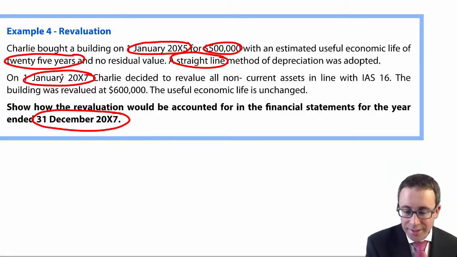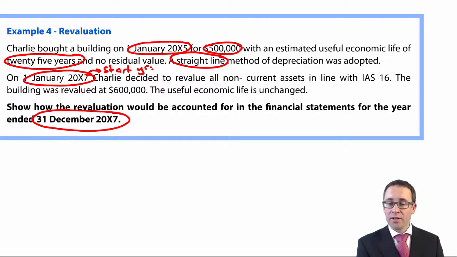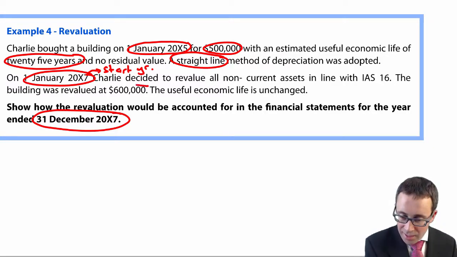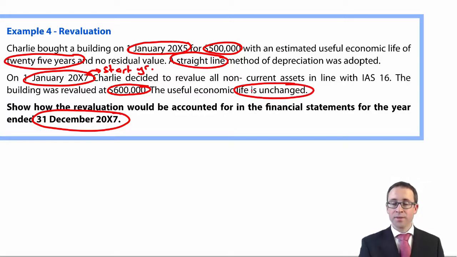1st of January 20X7, so that's the start of the year. We decided to revalue all non-current assets in line with IAS 16. The building was revalued to 600, and the life is unchanged. So I need to work out the carrying value of the asset to then compare it to this fair value of 600,000, and then that 600,000 is going to be depreciated over the remaining life. What is the remaining life?